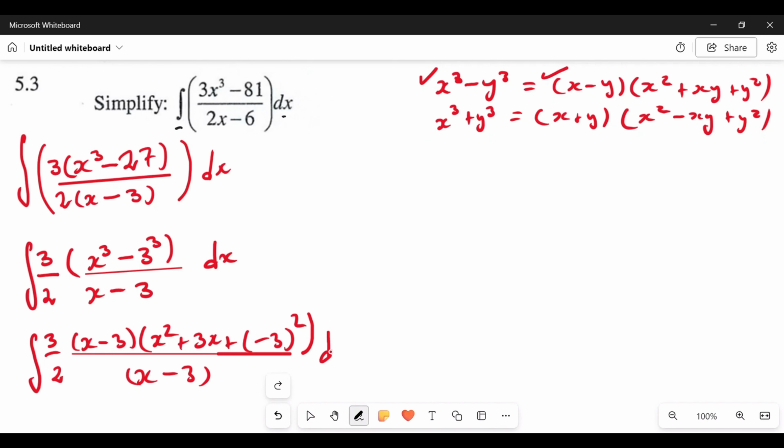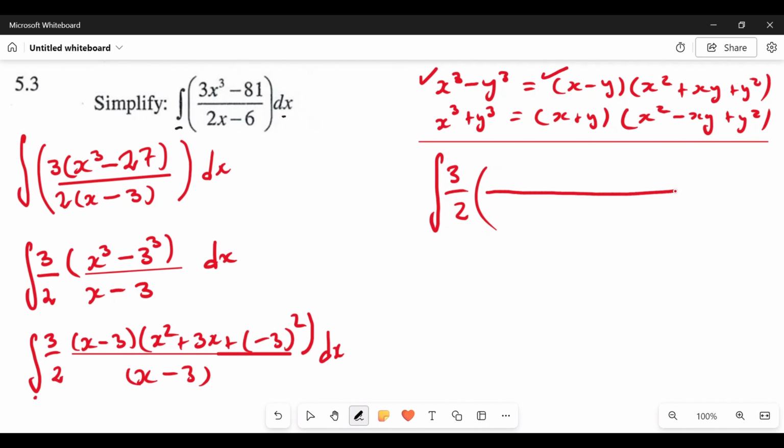All right, let's not forget dx here. So let's continue because we're still simplifying. Let me just draw a line here, right? Sigma, and then we can say 3 over 2. Remember, these are common factors, and then bracket. Then we draw this line here. The first bracket on the numerator, we have x minus 3. And then the second bracket, we have x squared, plus 3x, and then plus 9. There we go. Divide by x minus 3 on the denominator, dx.